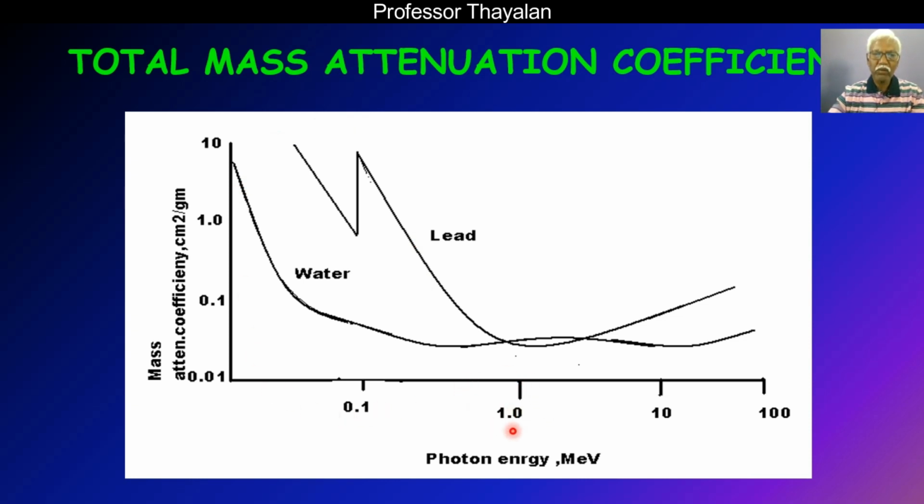If we come to around 1 MeV, there is not much difference between high Z and low Z. This is the situation in radiotherapy applications, where the Compton effect is dominant and photoelectric is totally absent. If you go to very high energy, pair production takes place and there is again a difference between high Z and low Z, and photoelectric is completely nil and the Compton scattering role is reduced here.